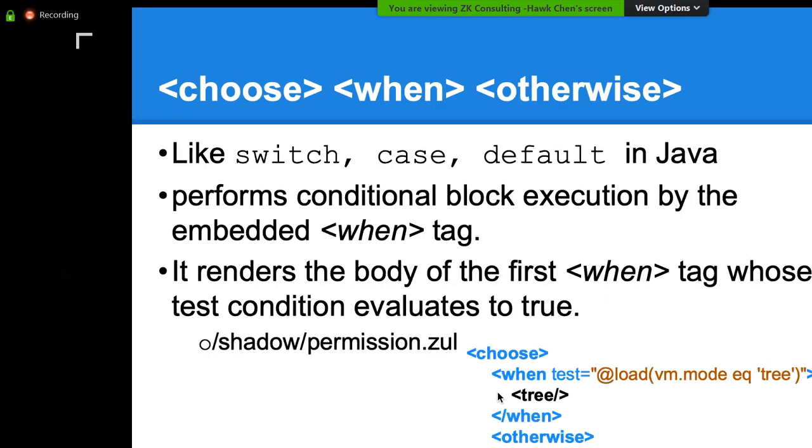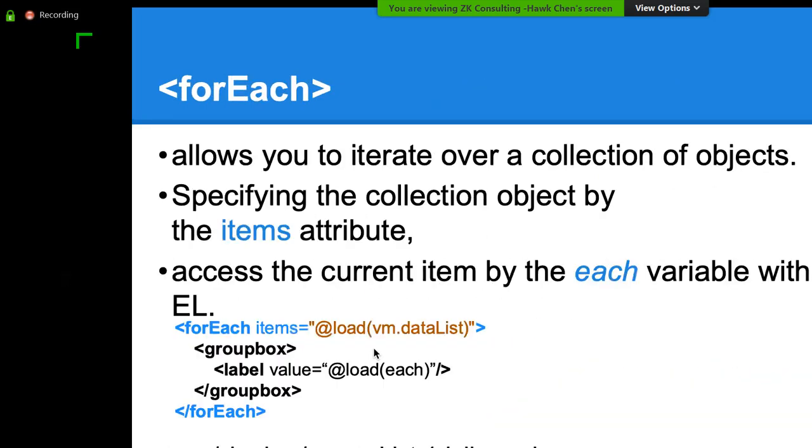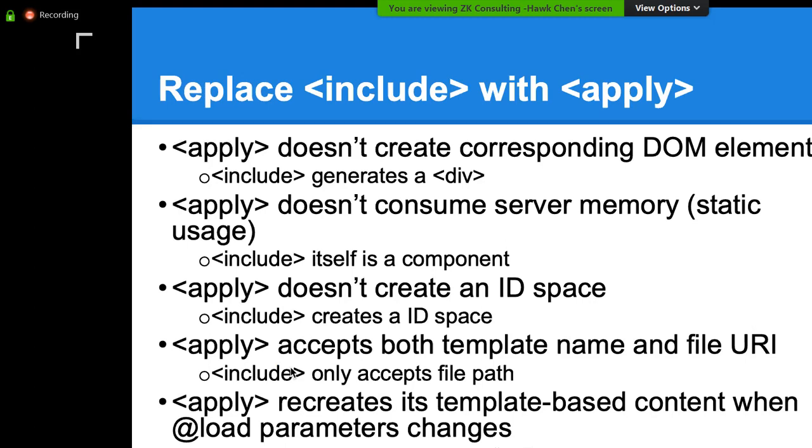For example, you can define a template like this, called default or something like tree, and you can apply the template with the name default. So you don't need to separate your template into another rule. You can define it in any place of the same rule because ZK will search it. So you can apply with a logical name here, not a place or a path. That's the benefit, and include only accepts the file path.